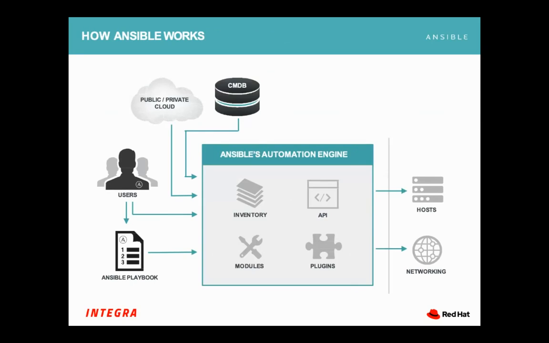Okay, so let's see how Ansible works. Users can interact with Ansible by means of playbooks or ad hoc commands. As a result, when you perform a play or interact with a command, it can work on your hosts or your network infrastructure and perform some actions for you. At the core of the Ansible automation engine, it consists of four components: inventory, the API, modules, and plugins. Let us explore all these components in a bit more detail.